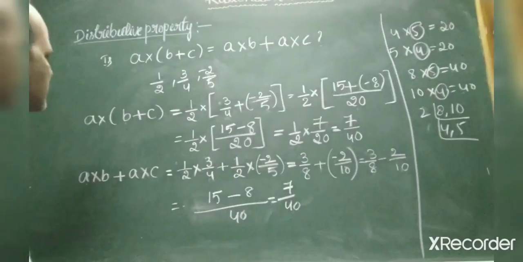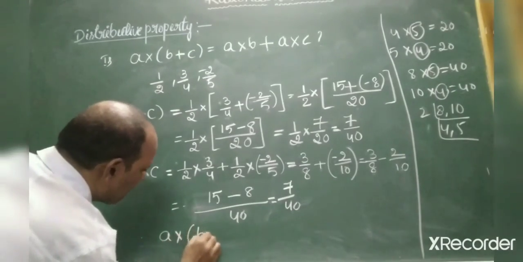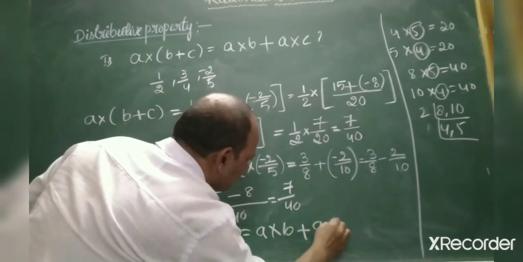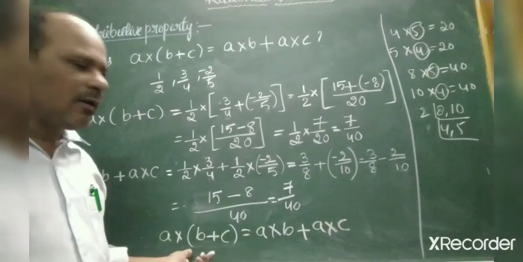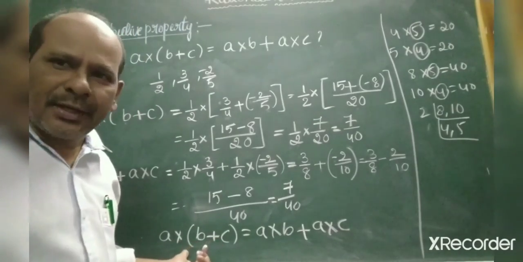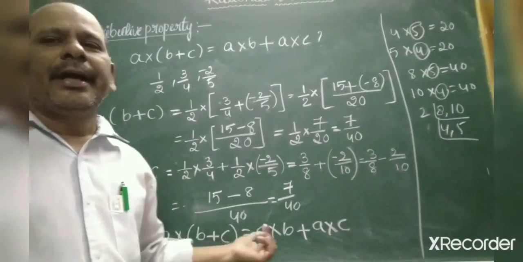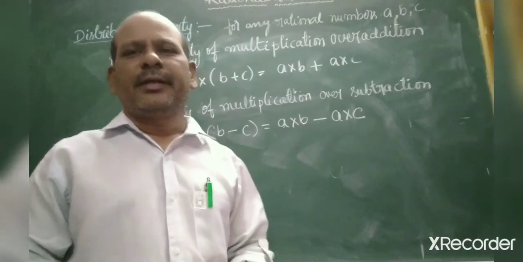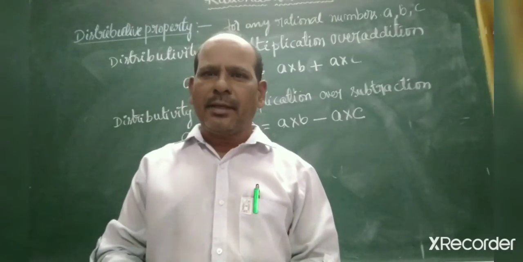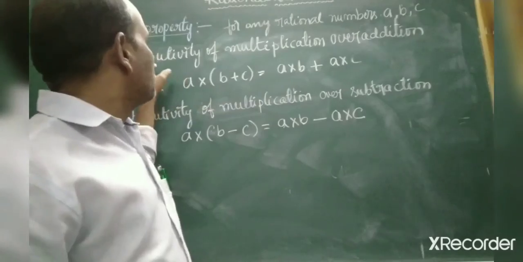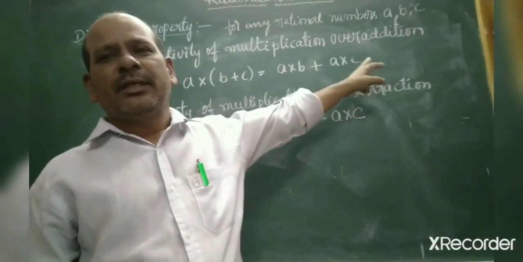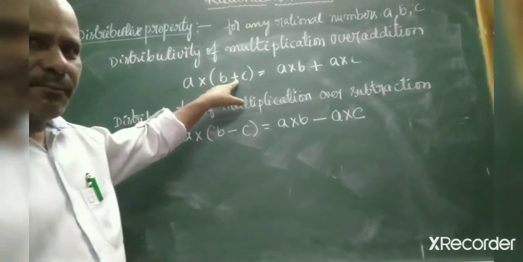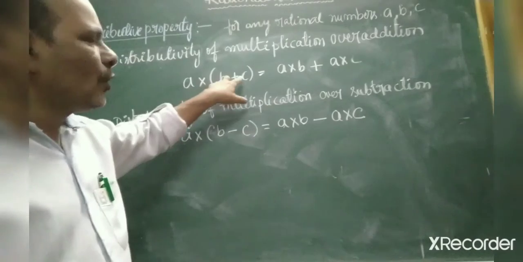This tells us that A into (B plus C) is equal to A into B plus A into C. This property is called distributivity over addition. Let us see once again. For any three rational numbers A, B and C, distributivity of multiplication over addition.